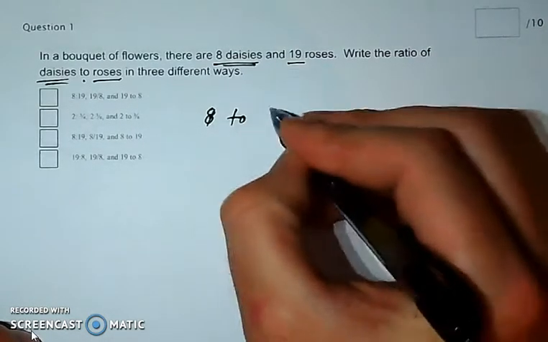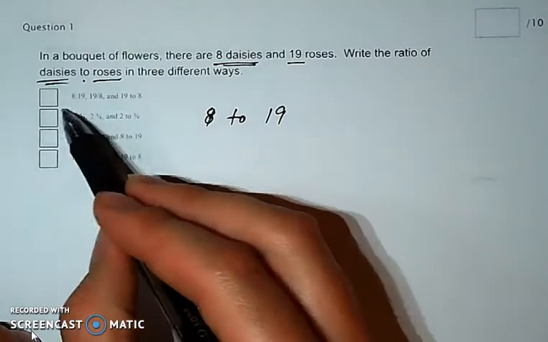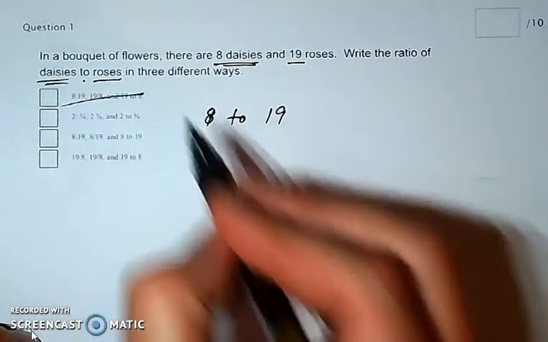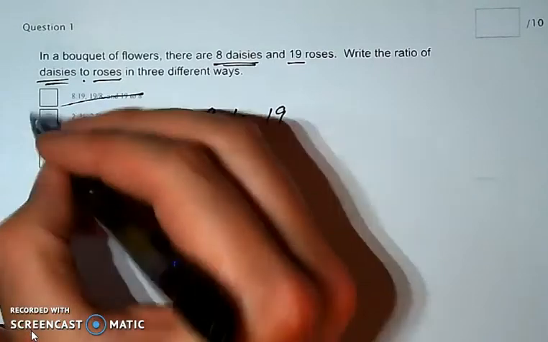So that's 8 to 19. And it needs to come in that order. And we're looking for the best answer. So that's 8 to 19, but that's 19 to 8. So that's the trick answer. They're trying to trick us there. But if we look at the third answer, 8 to 19, 8 to 19, and 8 to 19, that's the best answer there.